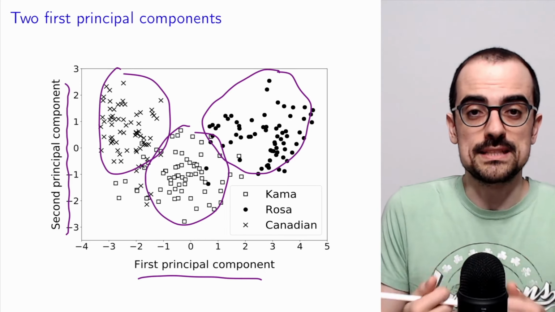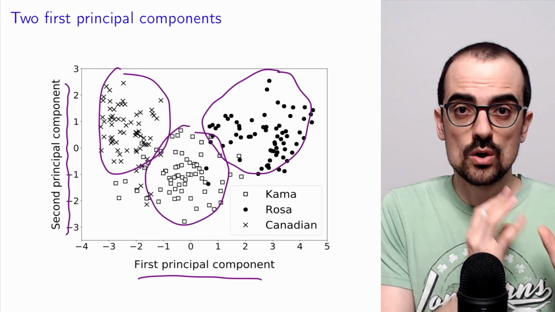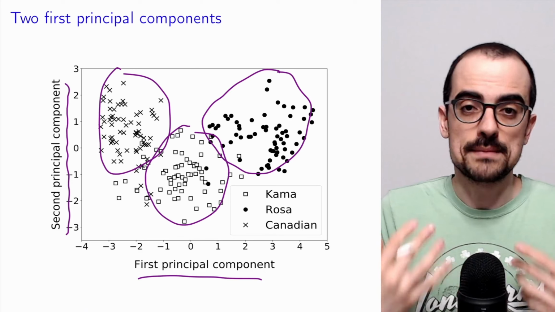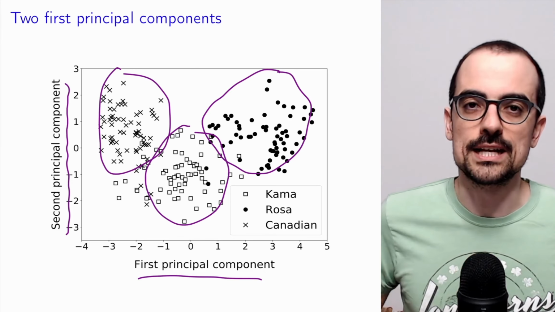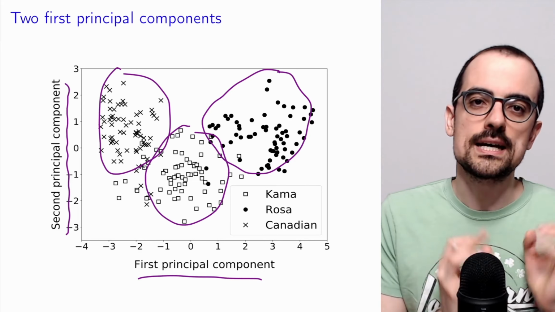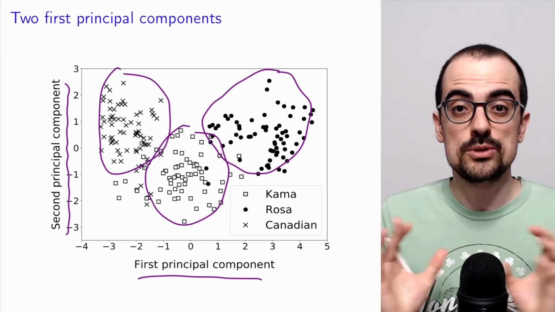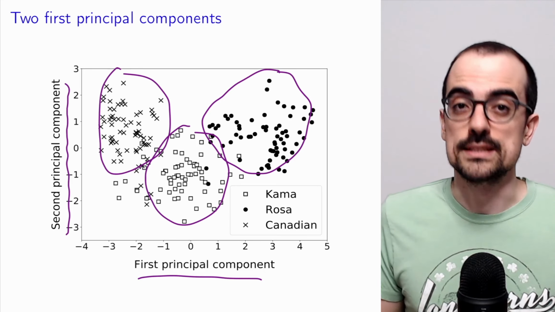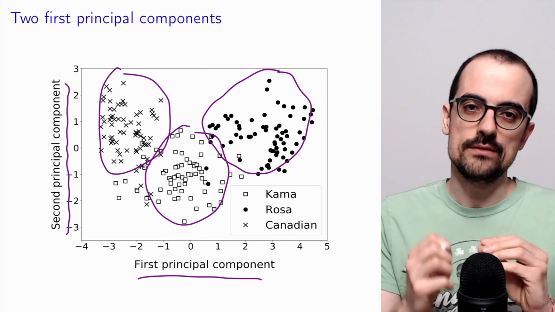If you want to do something that really separates the 3 varieties of wheat, then you would use some kind of supervised classification approach to train a classification model. But this just shows that our approach, where we're trying to preserve as much variance as possible, does preserve important structure in the data.